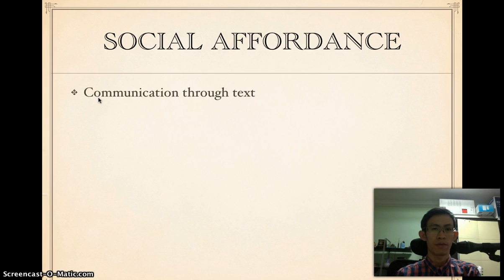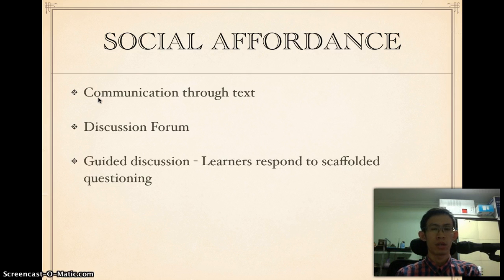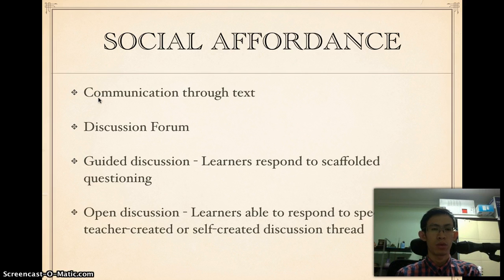So let's look at the social affordance. As we can see, there's communication through text during the discussions, where they get to interact and respond to one another's responses. This is part of the discussion forum. In guided discussion, teachers can provide some scaffolding, where learners can respond to these questions. In open discussion, you can see whether they have learned the concepts by the way they ask questions. With the discussion title and the questions asked, you will be able to see and understand what they have learned so far in the subject.